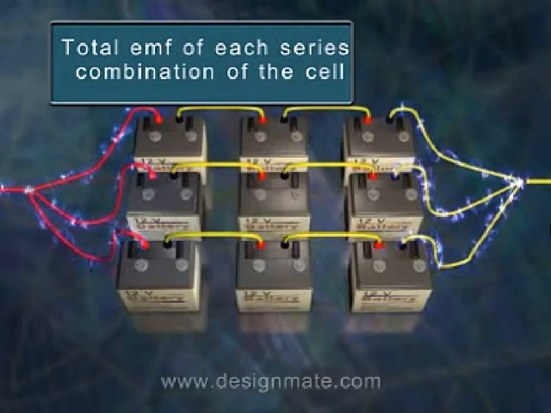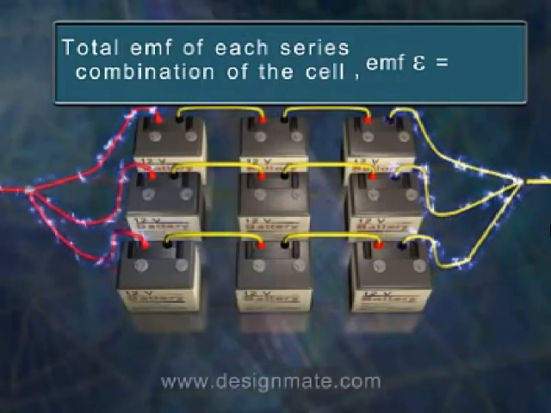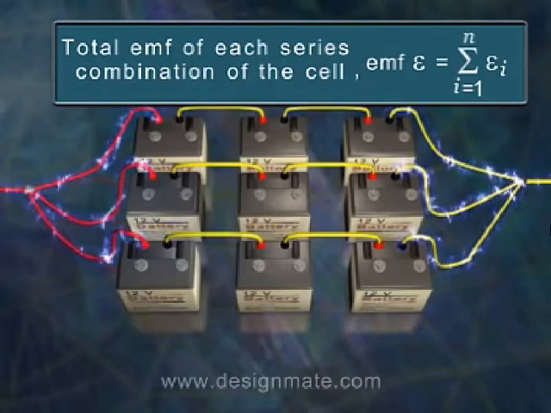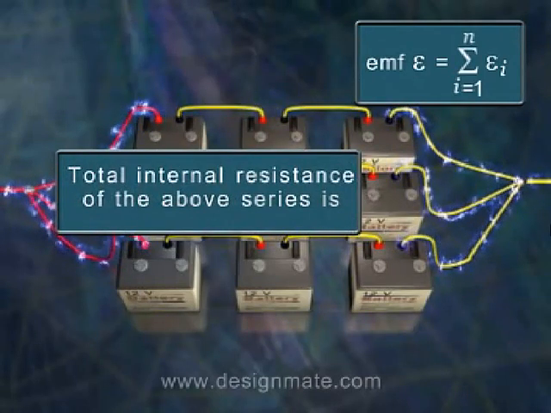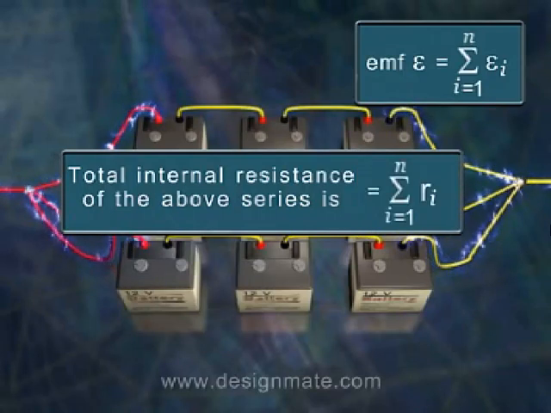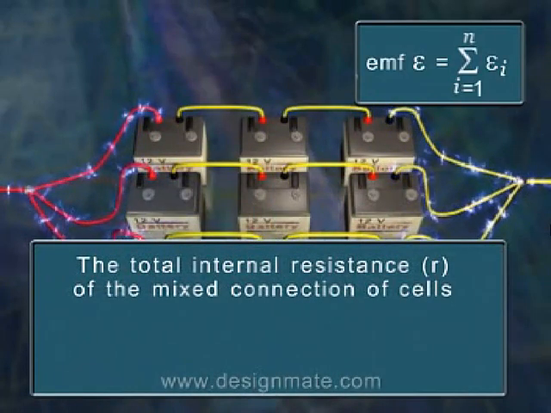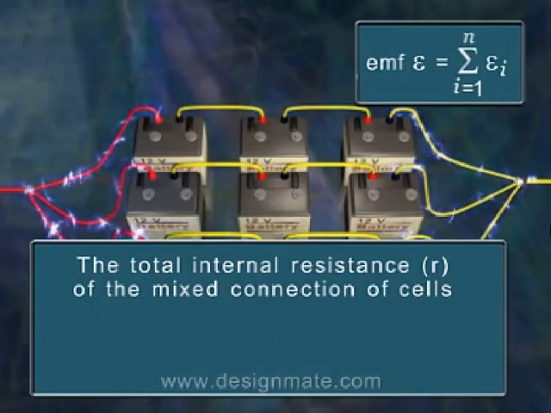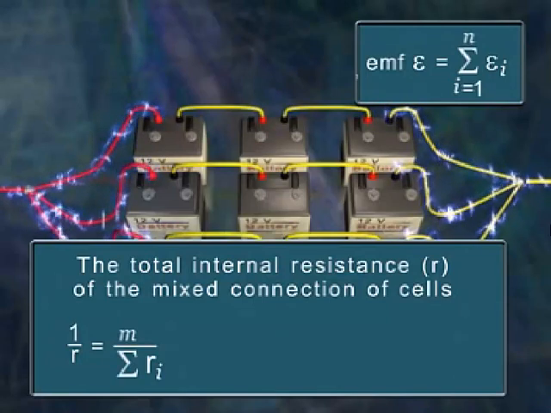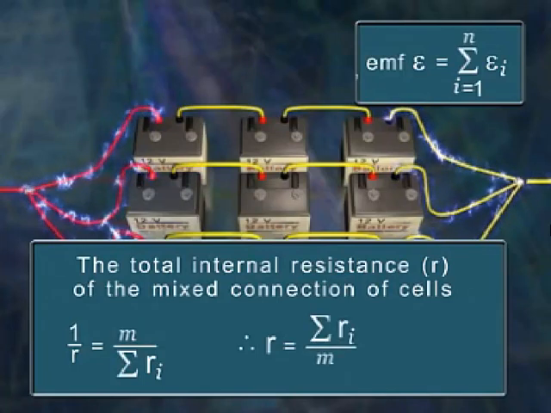The total EMF of each of the series combinations of the cell, EMF epsilon, is equal to summation from i equal to 1 to n epsilon i. The total internal resistance of the above series is equal to summation from i equal to 1 to n Ri. The total internal resistance R of the mixed connection of cells is given by 1 upon R equal to m upon summation Ri. Therefore, R is equal to summation Ri upon m.